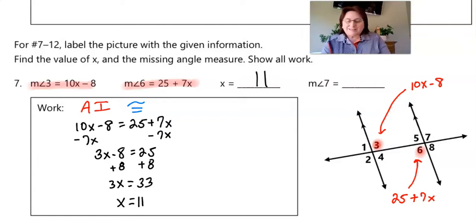Now, ladies and gents, it's asking us to find the measurement of angle 7 that's out here. Okay, the measurement of angle 7. Well, that's not one of the expressions that we were given. So let me show you guys something. So we said that angles 3 and 6 are congruent because the lines are parallel, right? Okay, well look, right over here. 6 and 7 are over here on the same intersection. Hey guys, what relationship is between angle 6 and angle 7? That's right, they're vertical angles.